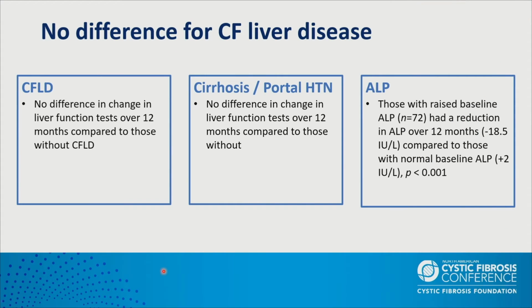When looking at people with CF liver disease and the change in individual liver tests over 12 months, there was no difference for those with CF liver disease compared to those without CF liver disease. And this was also true for people with portal hypertension and/or cirrhosis. However, for those who did have a raised alkaline phosphatase at baseline, there was actually a significant reduction in ALP over 12 months compared to those with a normal alk phos at baseline.